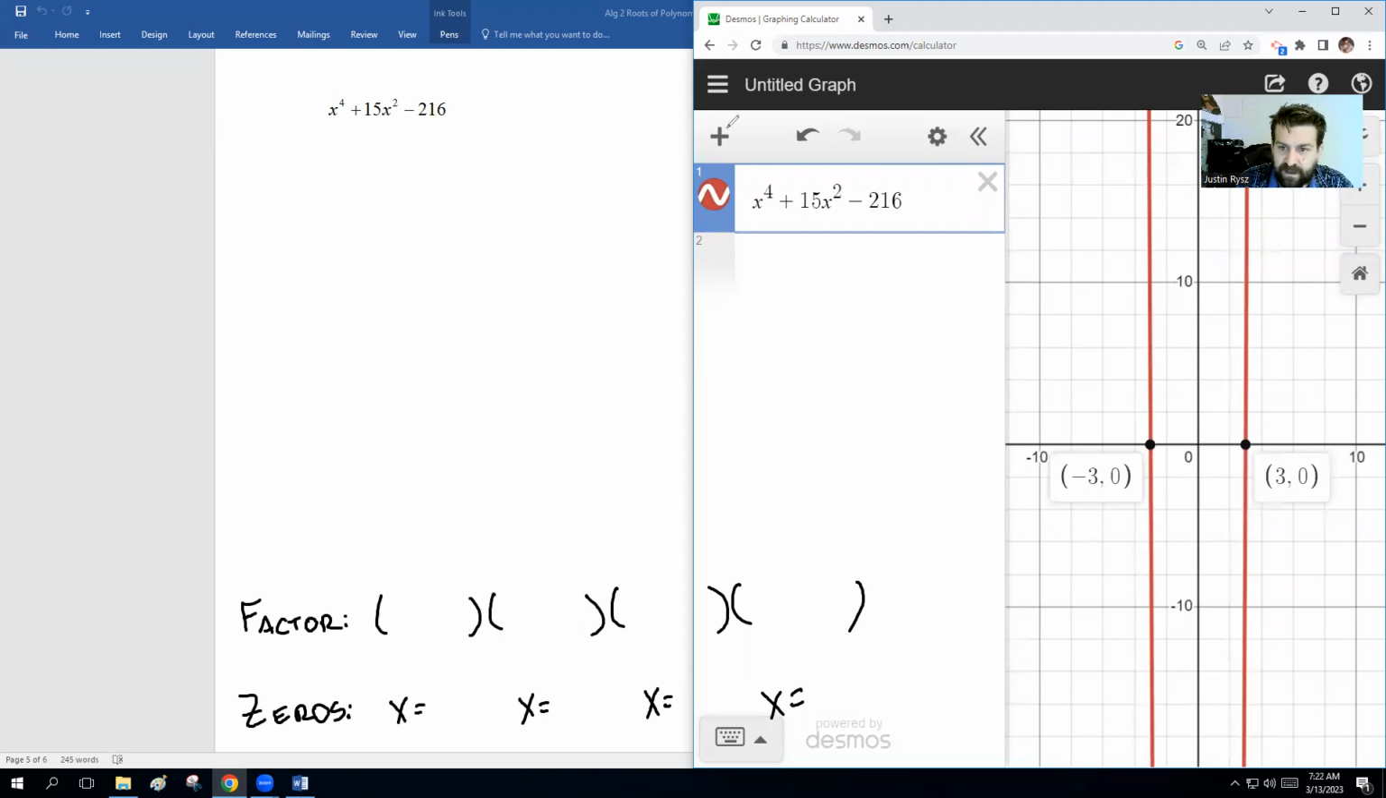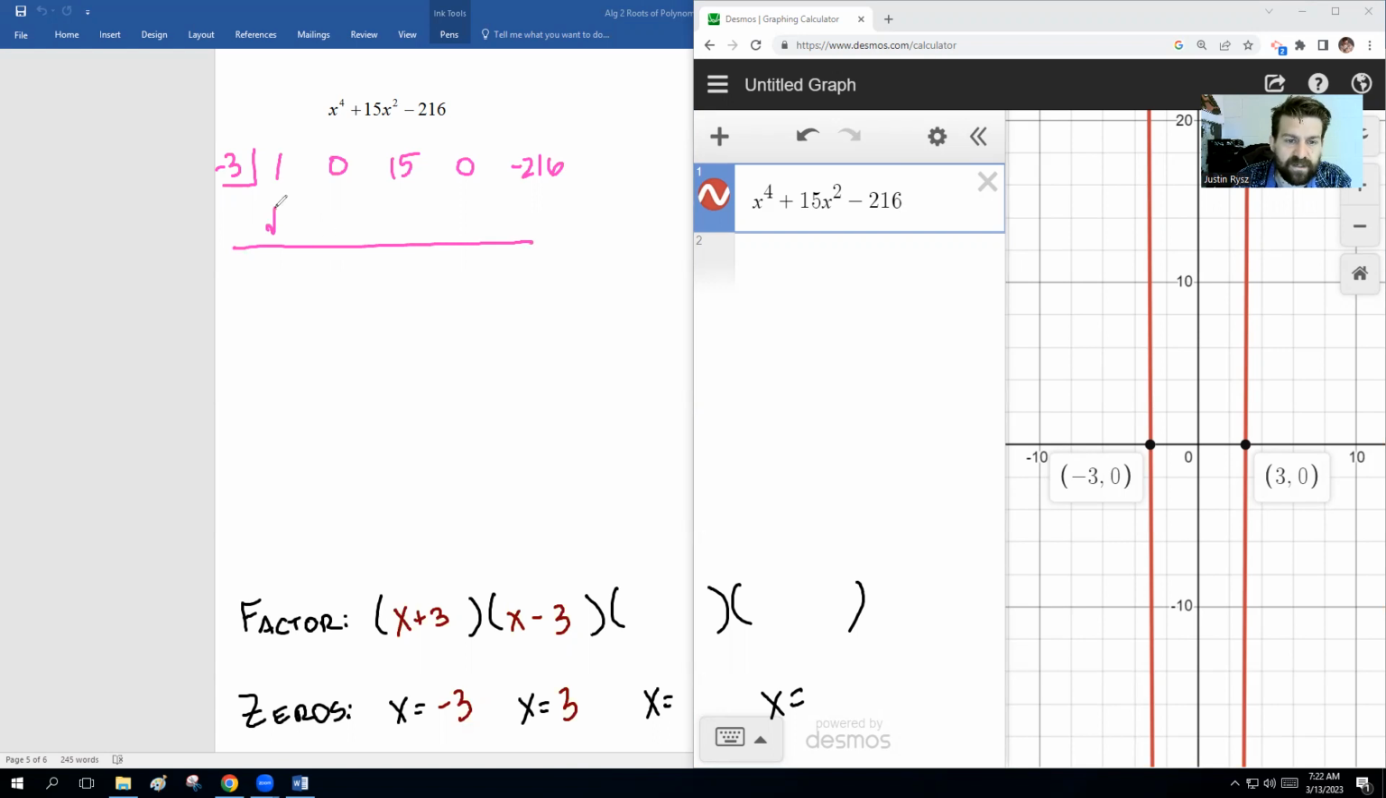Right, so let's mark that down. We got a negative 3 and a positive 3. So that means we have an x plus 3 and an x minus 3. All right, so let's use synthetic division on this to make it smaller. Now, with synthetic division here, we've got to make sure we use our place filler. So we do have a 1x to the fourth, we have a 0x cubed, 15x squared, a 0x, and a negative 216 at the end. So we do have to have our place fillers. All right, we'll drop down the 1 and then we'll start working our way through. All right, 1 times negative 3 is negative 3.